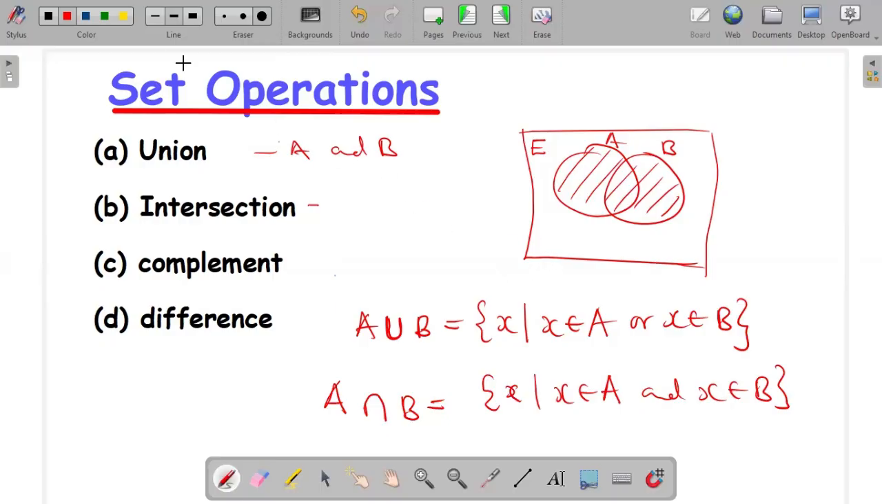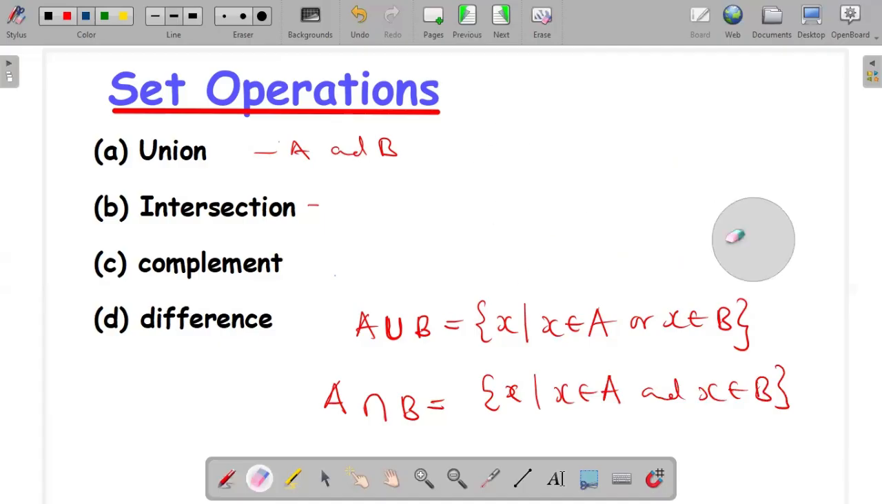So it means it is common in both of them. So that part when you're shading is going to be this middle part, because this middle part has those elements that are common in both of these sets. Okay. On the other hand, now we are going to look at the complement.